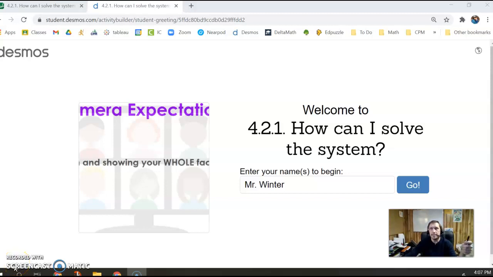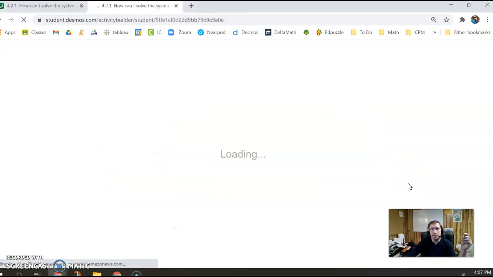Hey students, today we're working on lesson 4.2.1, how can I solve this system? We're going to walk through this Desmos activity together, so stick with me and we shall get started.